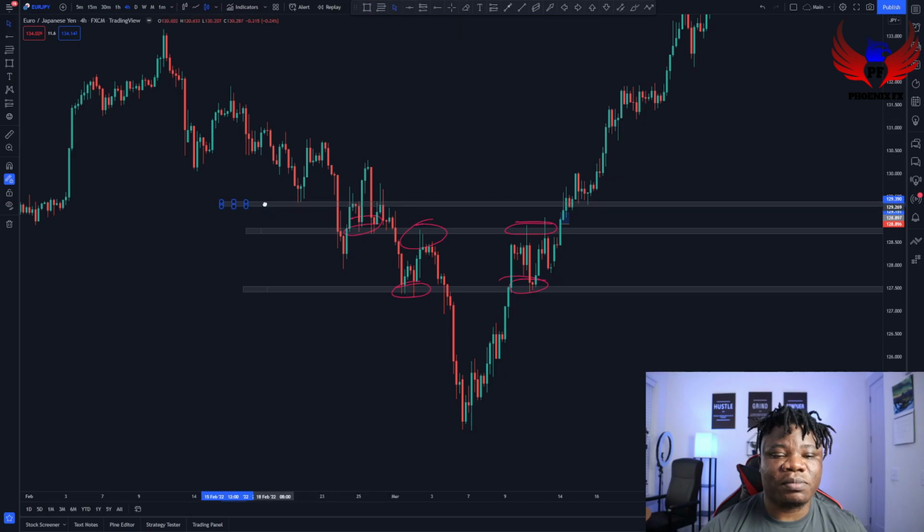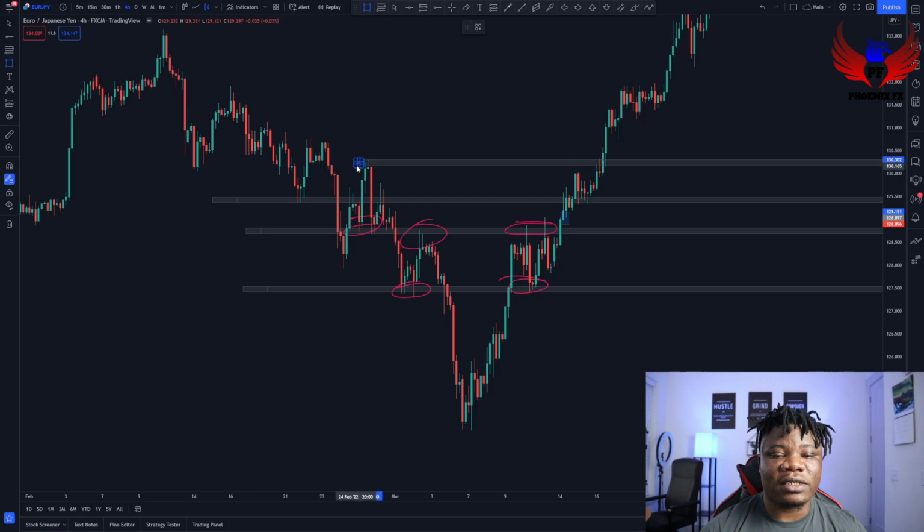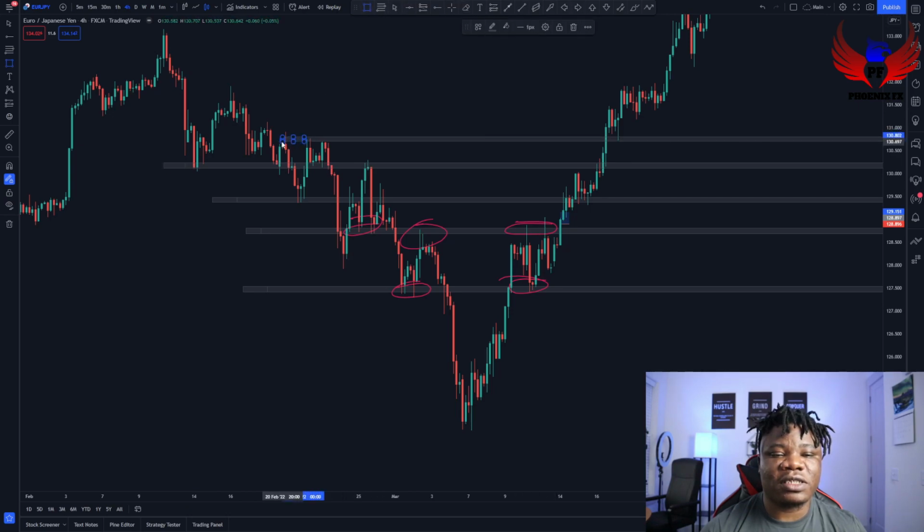I could simply target this previous support zone here, and I could target this previous resistance zone here as well. Could target this previous resistance zone as well, which was support initially and became resistance. And I could also target this resistance here if I want to, and so on and so forth.